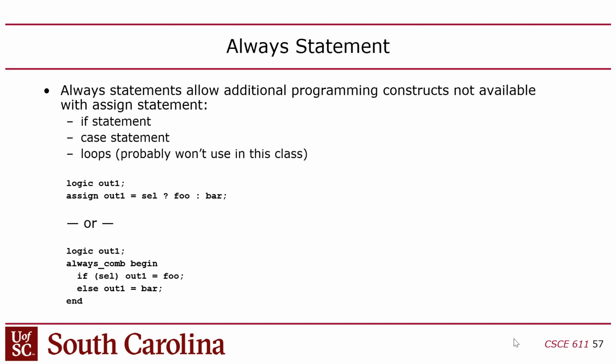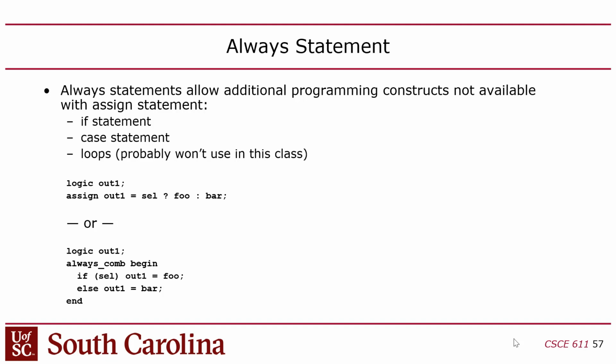So for example, I can have an assign statement like this that creates a mux. The mux basically just says, I want to assign out1 to be foo if select is equal to 1, and I want it to be bar if select is equal to 0, right? So I use a ternary statement. However, I can do the same thing with an always_comb, but because I'm using an always_comb, I can use an if statement in there instead. So I can say always_comb begin, and then I have an end, and I can say if select, then out1 equals foo, else out1 equals bar. So now I can use the familiar if-then-else statement in here, right?